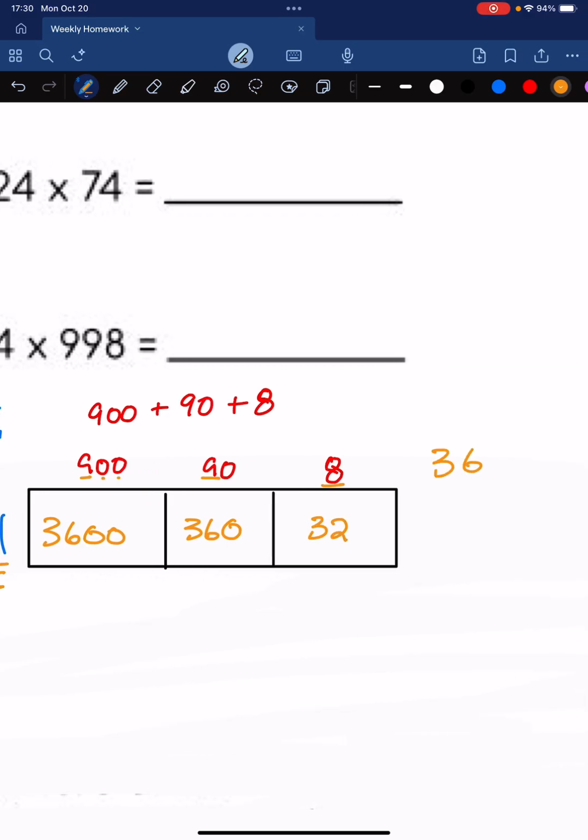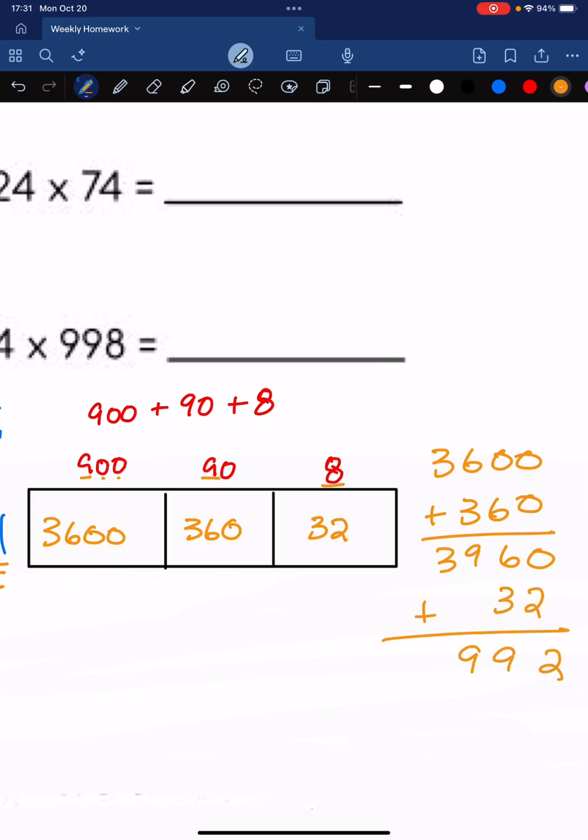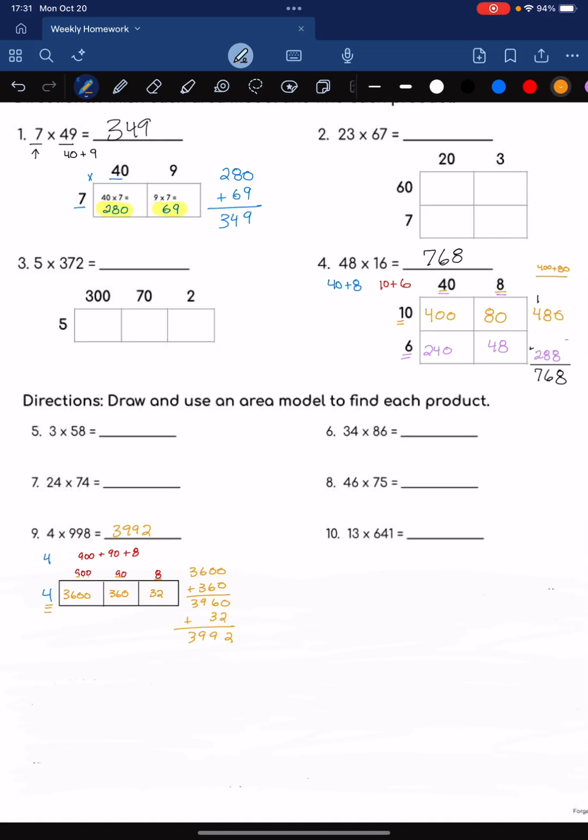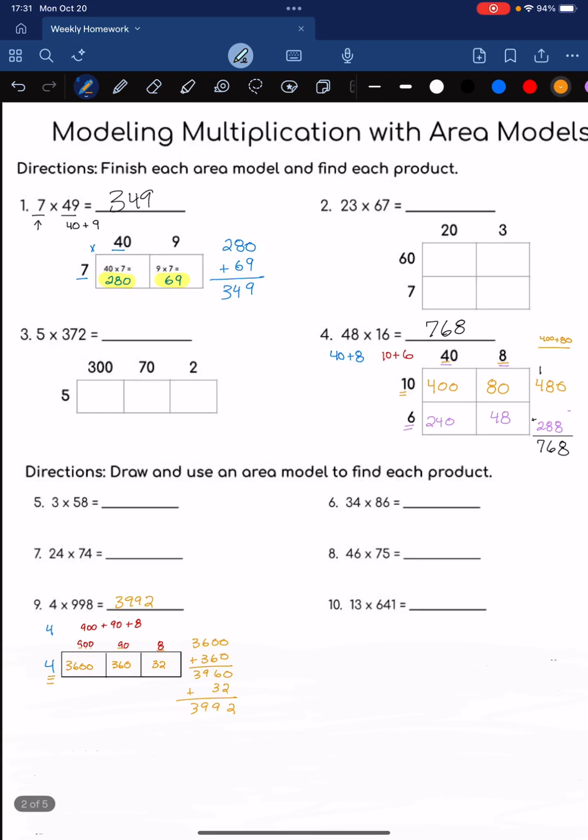Now just add these up. So I got 3,600 plus 360. I'll do it step by step. 0, 6, 9, 3. And then I add my last one, 32: 2, 9, 9, 3. My answer is 3,992. And that is Monday night's homework.